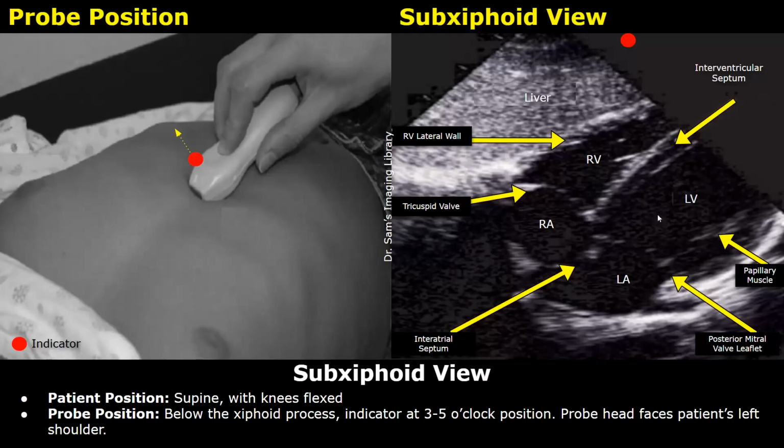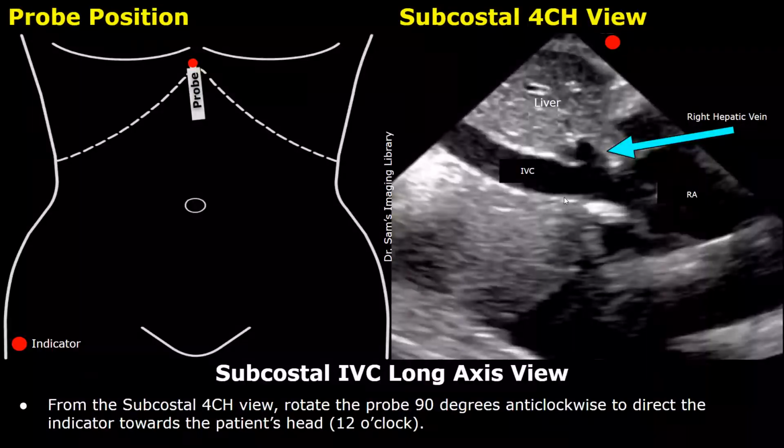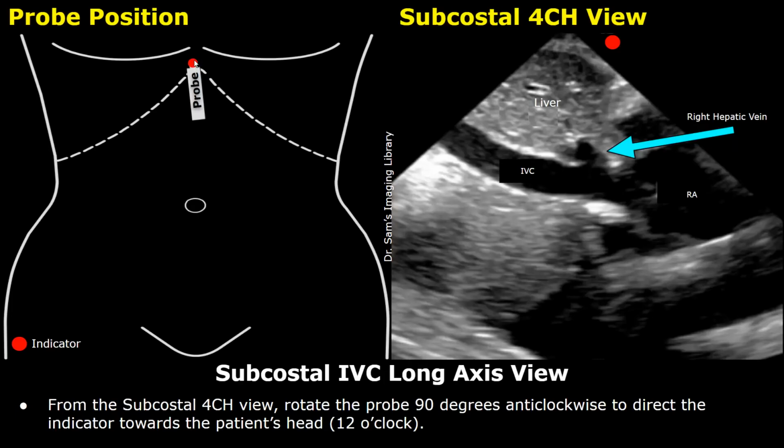From the subcostal 4-chamber view, rotate the probe 90 degrees anti-clockwise to direct the indicator towards the patient's head in approximately the 12 o'clock position to get the subcostal inferior vena cava long axis view. This view is helpful in examining the IVC. This is the IVC in longitudinal view, draining into the right atrium.